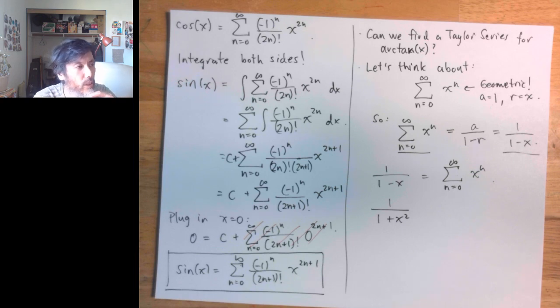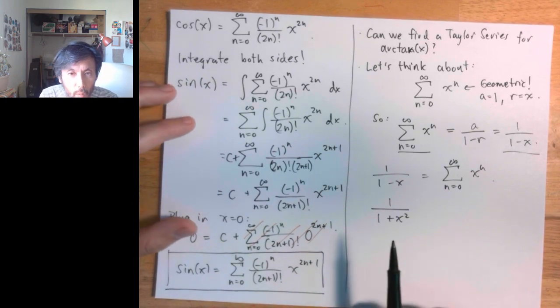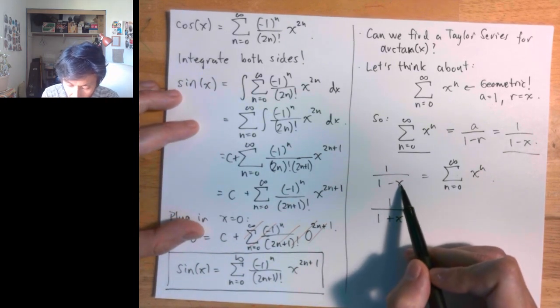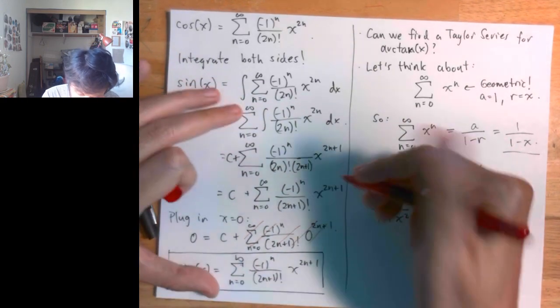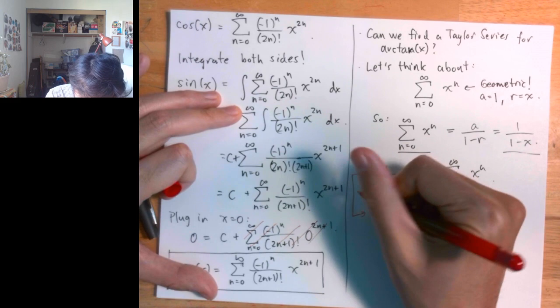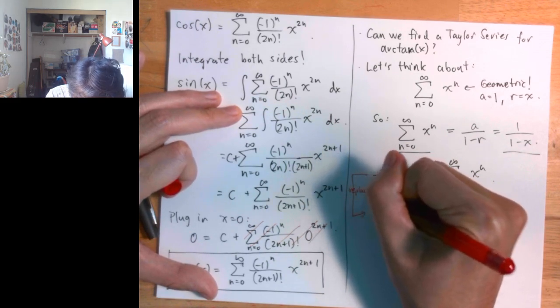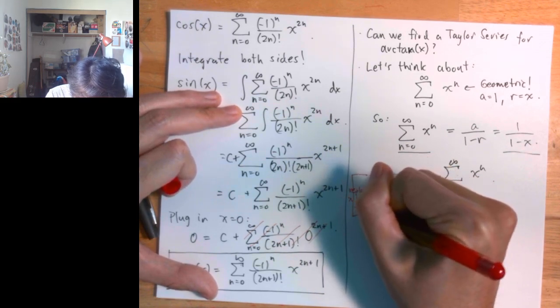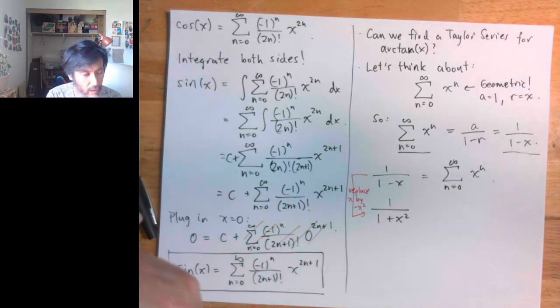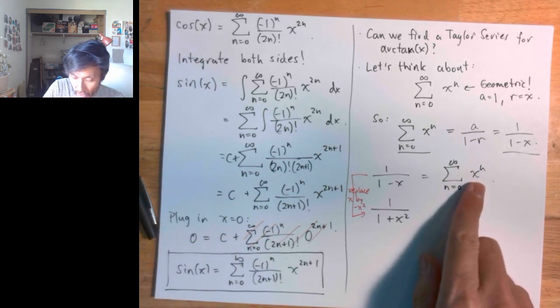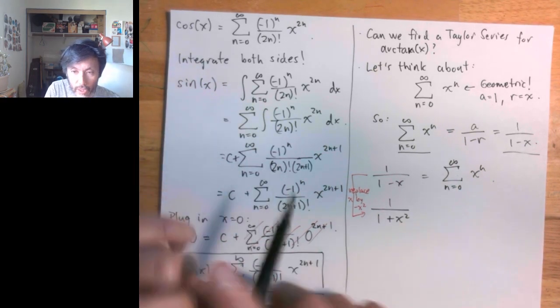So we can do something similar here. We can do something similar here, where we're going to replace this x here by negative x squared. So in going from this line to this line, what we're doing is replacing x by negative x squared, right? If we replace this x by negative x squared, we get this expression. So if we replace x by negative x squared over here, we'll get the Taylor series for this crazy guy here.